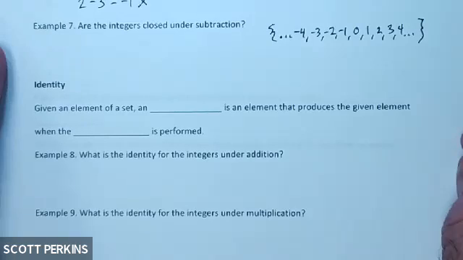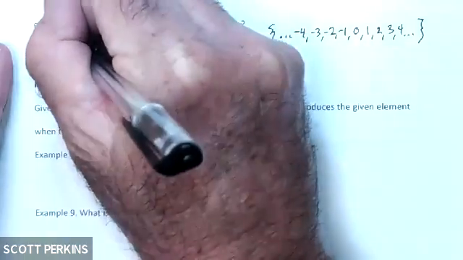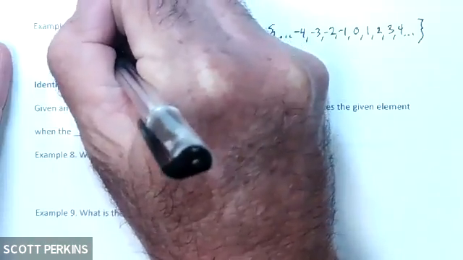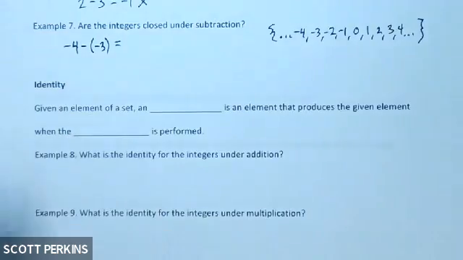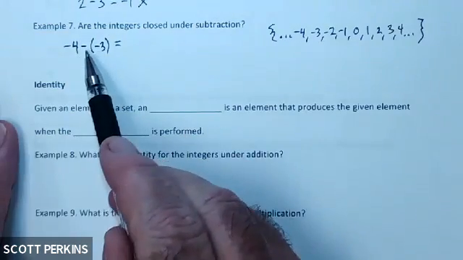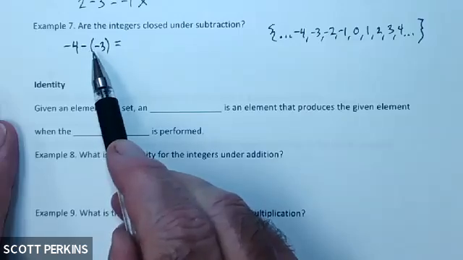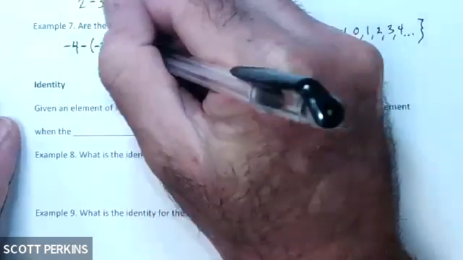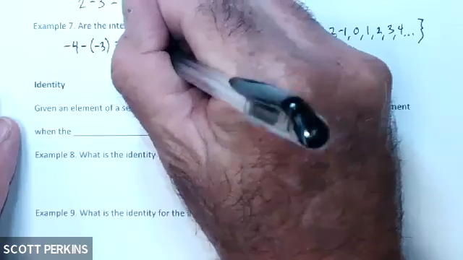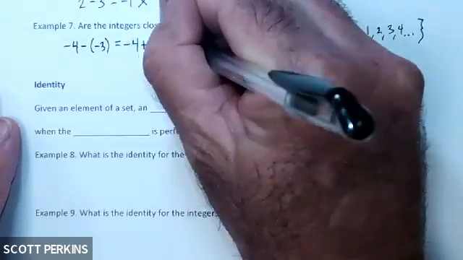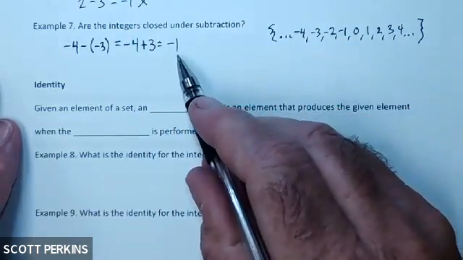All right, so we're going to subtract some integers. Somebody give me a pair of integers to subtract. -4, that's an integer, minus -3, that's an integer. Now, if you remember your subtracting, when you subtract the negative, when you have those two negatives, what does that become? An addition. So I'm going to rewrite that. If you don't need to rewrite that, that's fine. -4 plus 3, and that's -1. Is -1 an integer? Sure is.